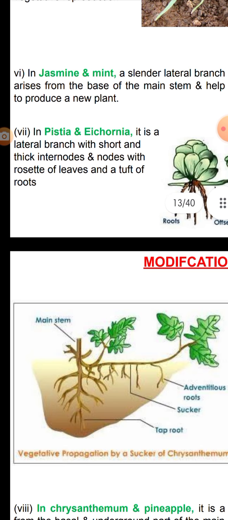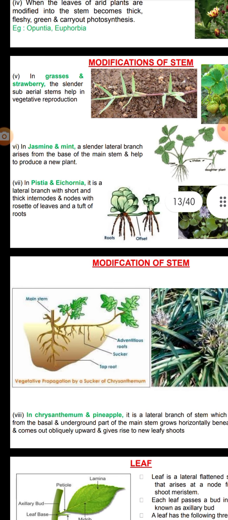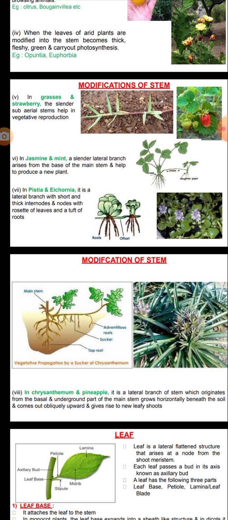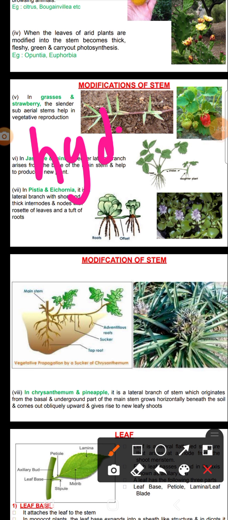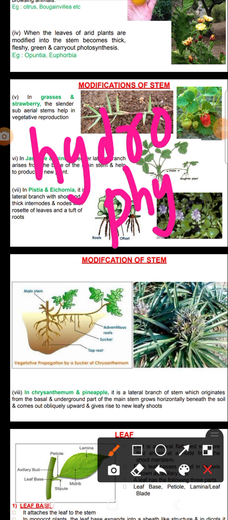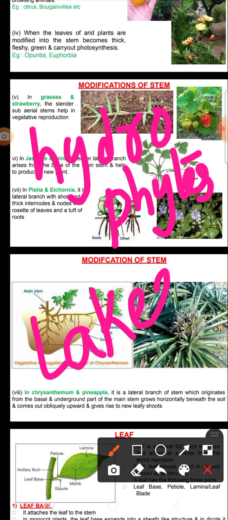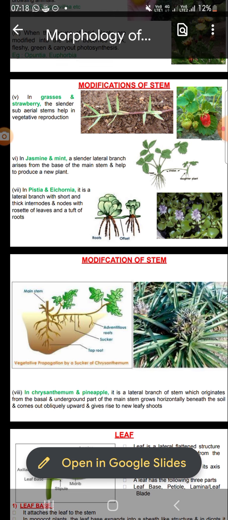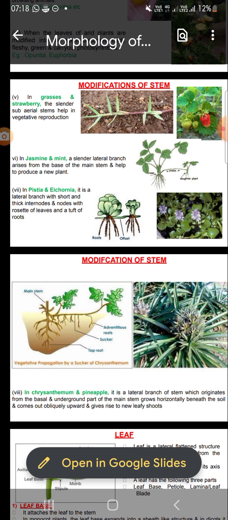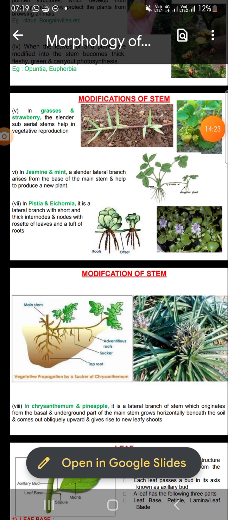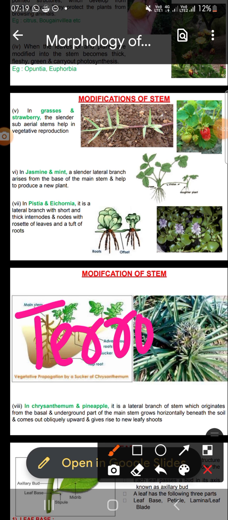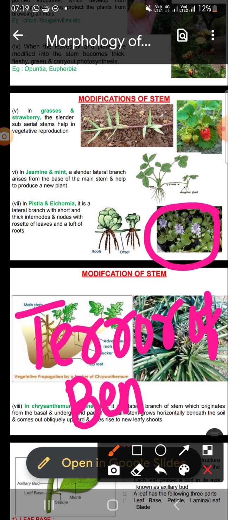Next one is Pistia and Eichhornia. Pistia and Eichhornia are hydrophytes. When I say hydrophytes, they are aquatic plants. They grow in water, especially they grow in lakes, fresh water. And Eichhornia is called the terror of Bengal. This is the Eichhornia plant. It is called the terror of Bengal.